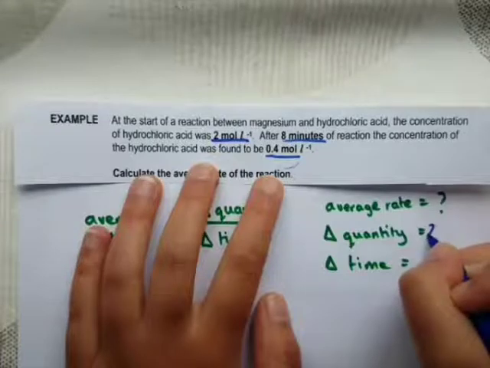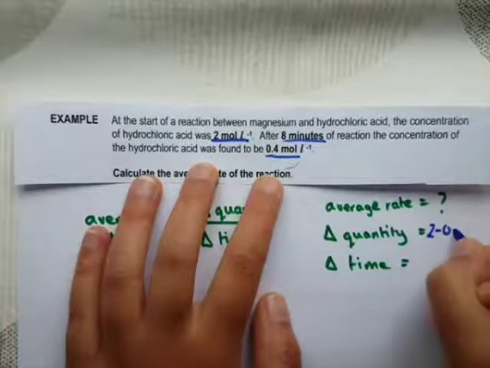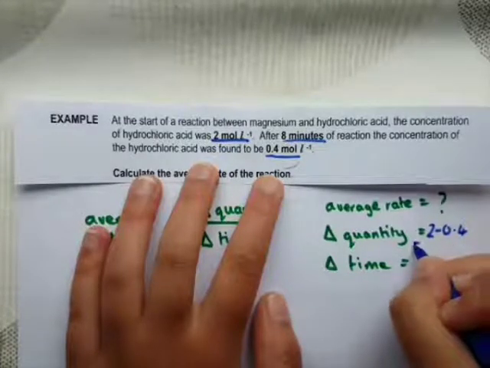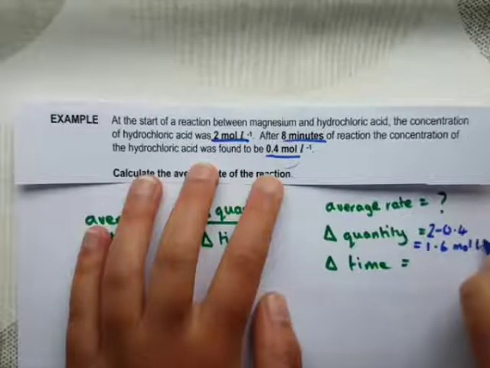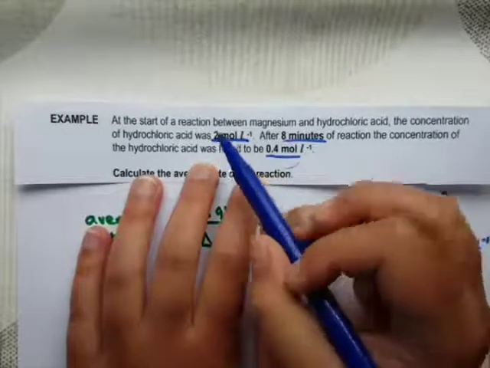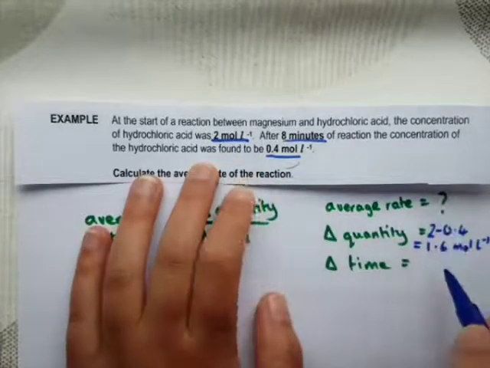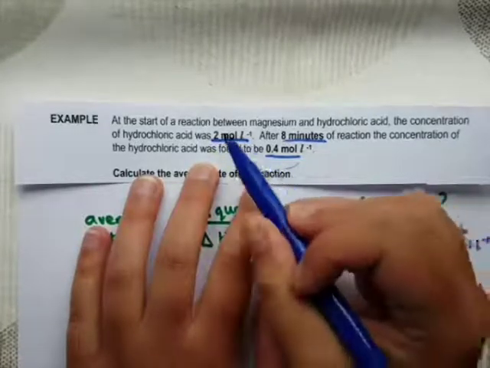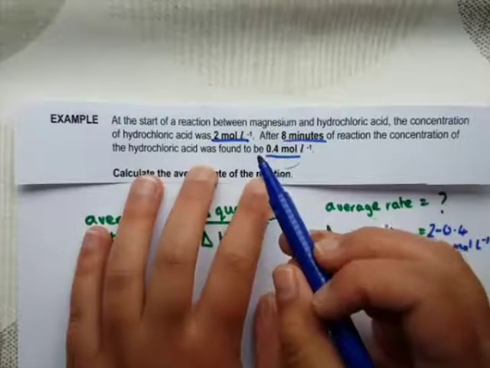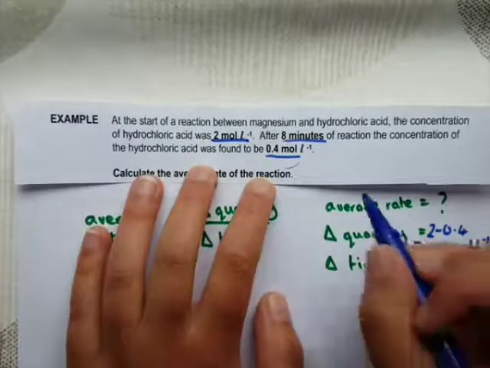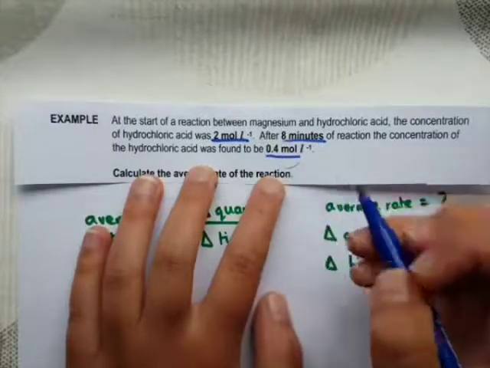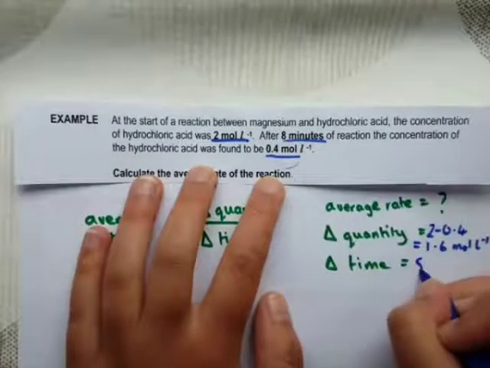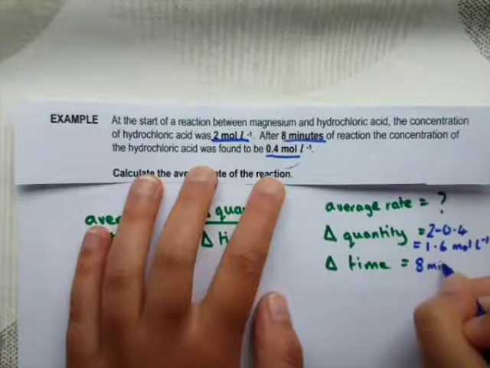So our change in quantity is going to be 2 take away 0.4, which is 1.6 moles per litre. So our concentration of acid has decreased by 1.6 moles per litre over the course of this reaction. So that's our change in quantity. And then 8 minutes, well, minutes is a measure of time. It says after 8 minutes, so we can assume that our change in time is 8 minutes.